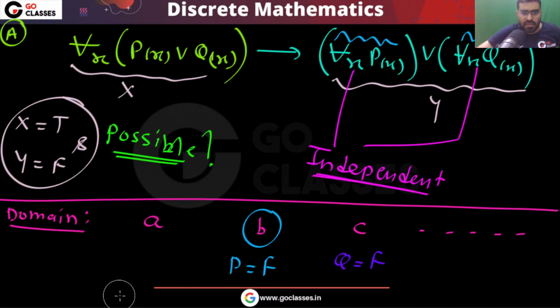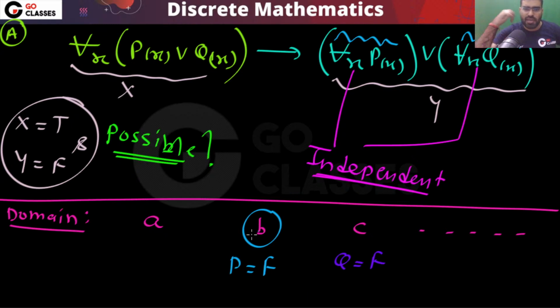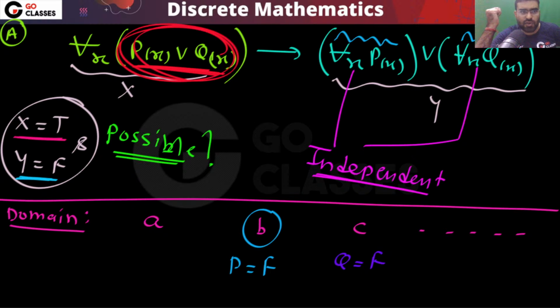Now can I make X true? You tell me now. So now you can see that Y is false. Now you tell me, can I make X true? Yes, obviously I can make X true. For every element I can make one of them true. For every element, at least one of them I can make true.